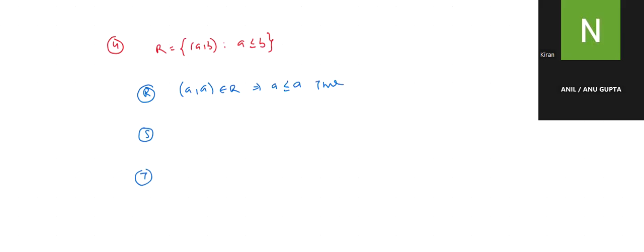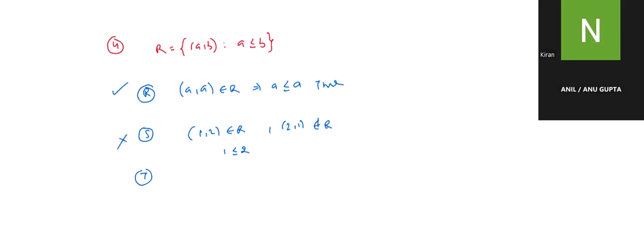Next, symmetric. It is not symmetric. Give a counter example: we can take (1, 2). (1, 2) belongs to R, which means 1 is less than or equal to 2. But (2, 1) does not belong to R, since 2 is not less than or equal to 1.